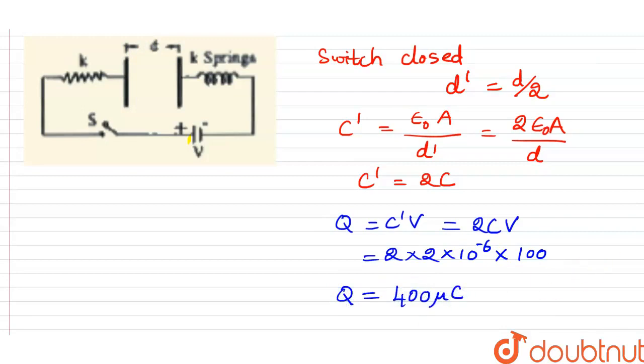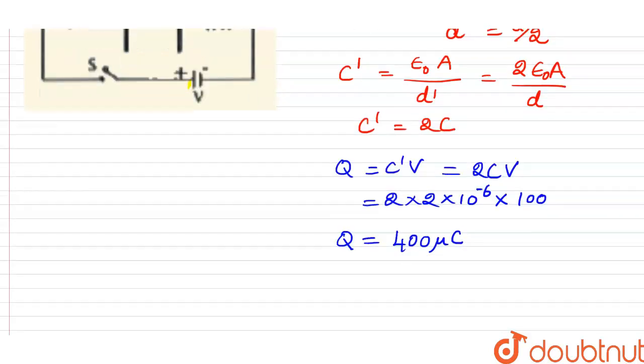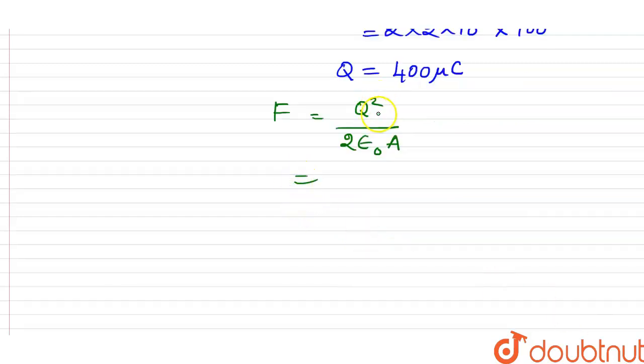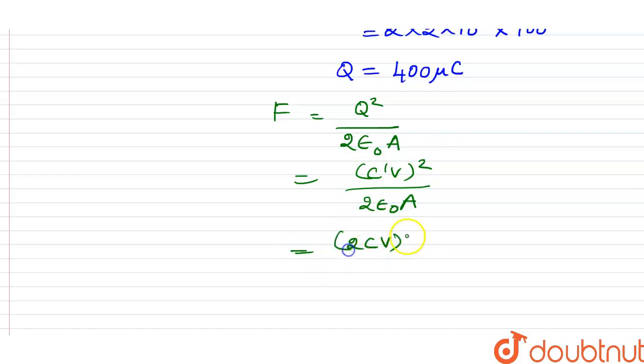Then for one spring, what is the force? We will find it using the force formula. F is equal to Q square divided by 2 epsilon naught A. In the next step, we substitute Q in terms of capacitance, that is C dash V, so F is equal to C dash V whole square divided by 2 epsilon naught A. Then instead of C dash we substitute 2C, so 2CV whole square divided by 2 epsilon naught A.